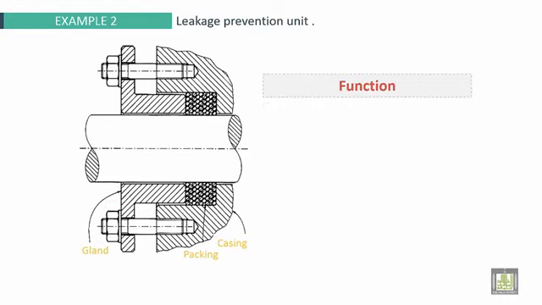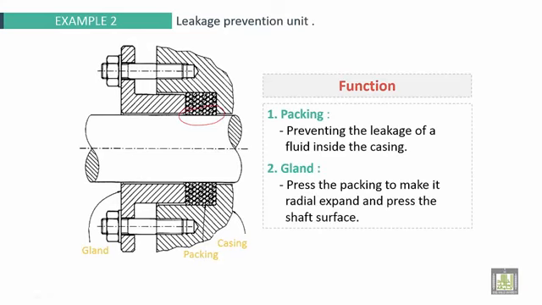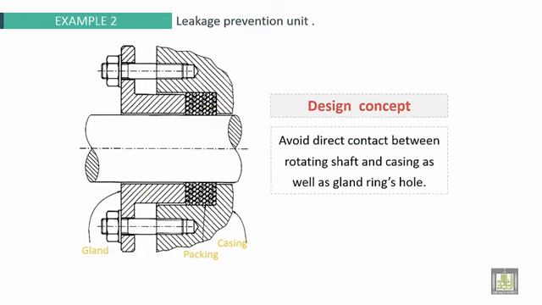Last step. Function. First one, packing: preventing the leakage of fluid inside the casing. So it prevents the fluid from going outside from here. Here we have prevention of leakage. Second, gland: presses the packing to make it expand radially and press on the shaft surface. So the gland here makes a pressure and the pressure is transmitted to the shaft. As a design concept, avoid direct contact between rotating shaft and casing as well as the gland ring's hole.